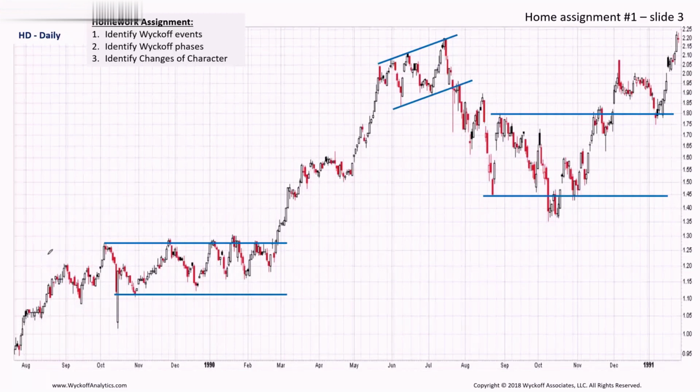The conventional labeling probably would be preliminary supply, buying climax, and then look what happens next. What does this remind you of, the next price action to the downside? I would consider that as an automatic reaction. Of course, yes, and that would be a very conventional label here. But in terms of the character with which the price goes down, look at how it goes down.